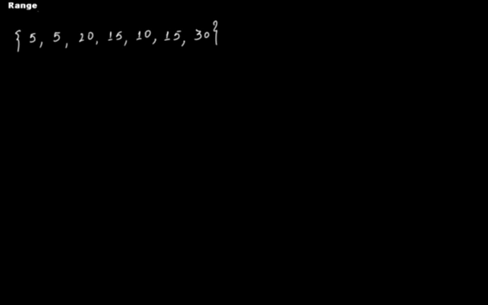Okay. Here we have another data set, and in this case, if you have to find out the range, then first you'll find out the minimum number of this data set, and the minimum number will be what? 5, 5, 20, 15, 10, 15, 30. Clearly 5 is the smallest number, so the minimum number is 5. Then the maximum number will be 30. In this case you have 30 only.